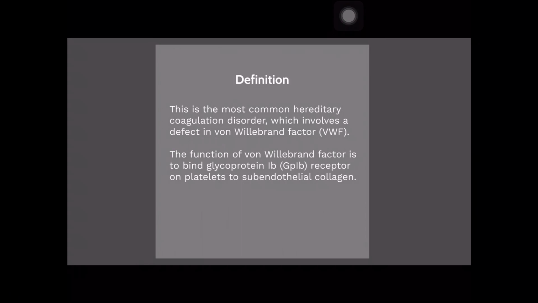It is defined as the most common hereditary coagulation disorder which involves a defect in von Willebrand factor. The function of it is to bind glycoprotein Ib receptor on platelets to subendothelial collagens. Von Willebrand disease results from either a quantitative or qualitative deficiency of von Willebrand factor. This causes defective platelet plaque formation, and since von Willebrand factor is a carrier protein for factor 8C, patients with von Willebrand disease also are deficient in factor 8C.